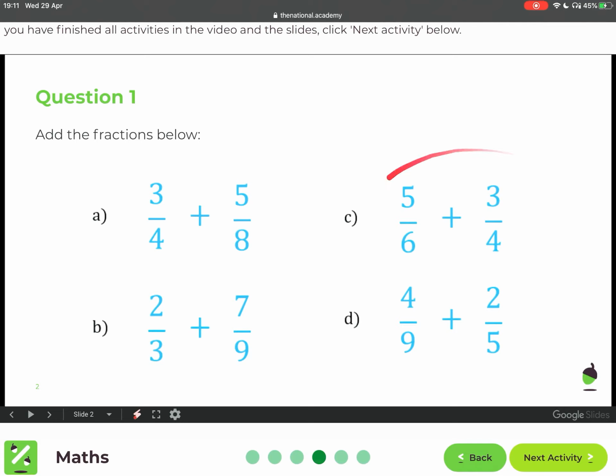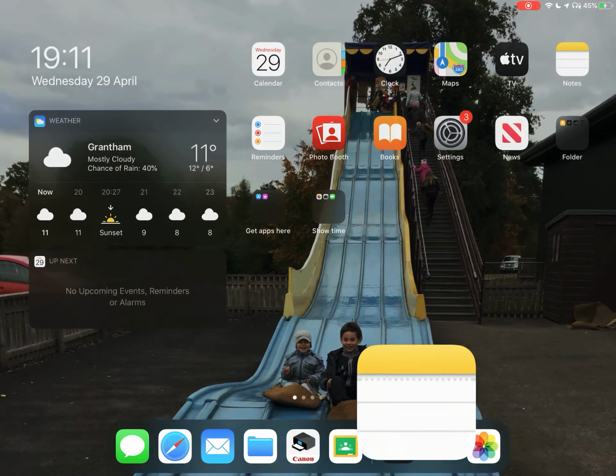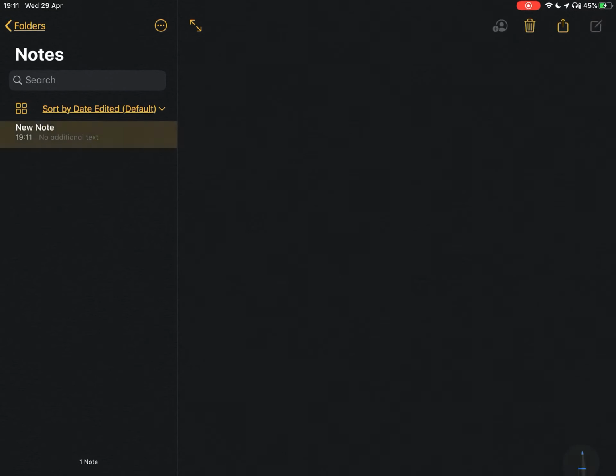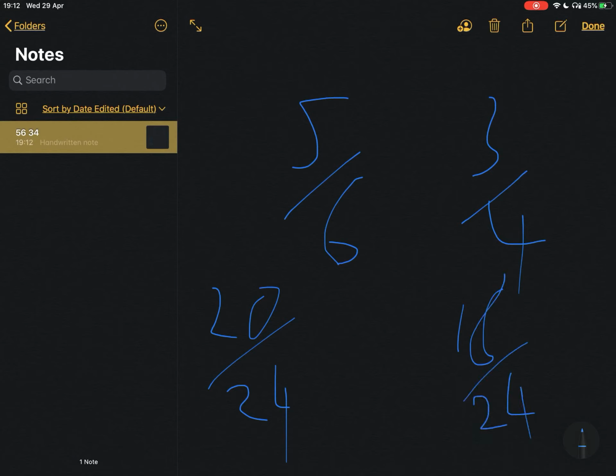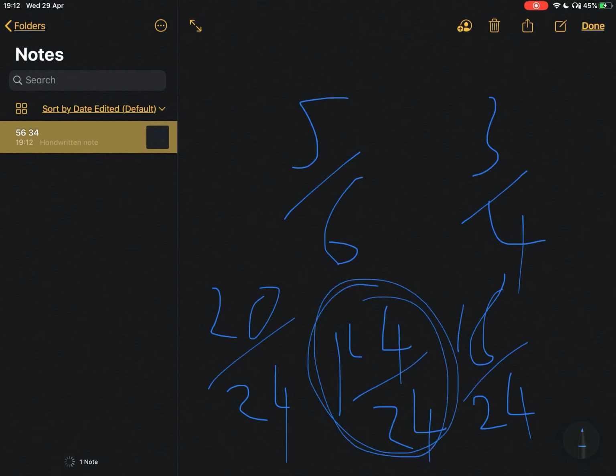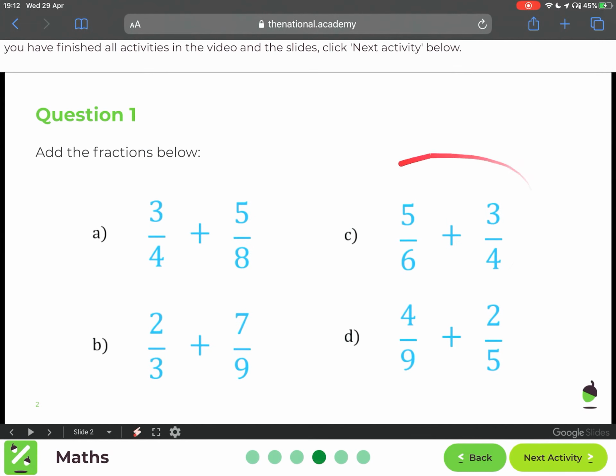For C, you have to go a bit deeper. You have to go times these both to 24. So let's quickly do that. Five, six, and 3/4 here. So then what you would do is you would do this and this times by 4, which would be 20/24. And this you would times by 6, which would be 18/24, which would make 38/24, which would also be the same as 1 and 14/24. So that's your answer here. So the answer to this would be 1 and 14/24.